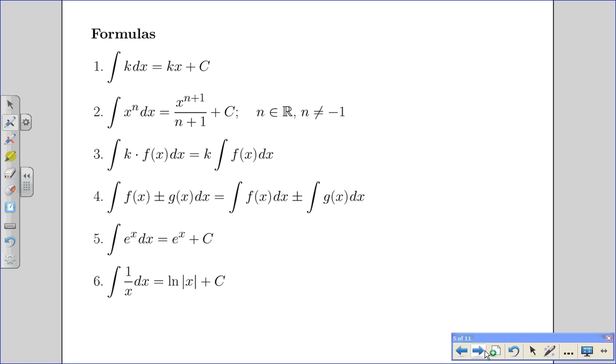Here are some basic formulas, and you're going to want to memorize these. The simplest one is the integral of a constant. Here k is a constant. And so the integral of k is kx.